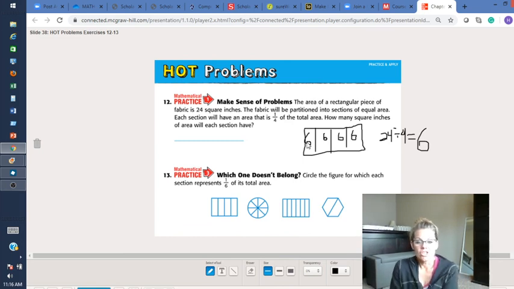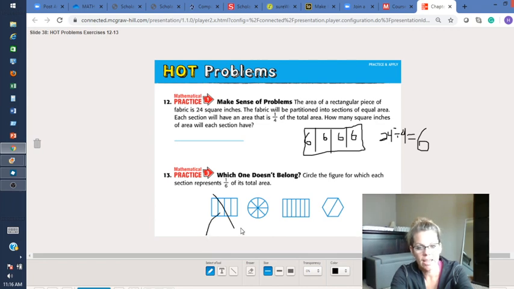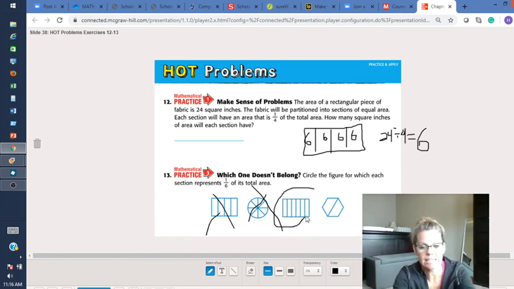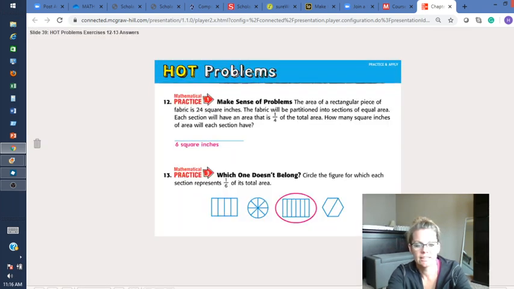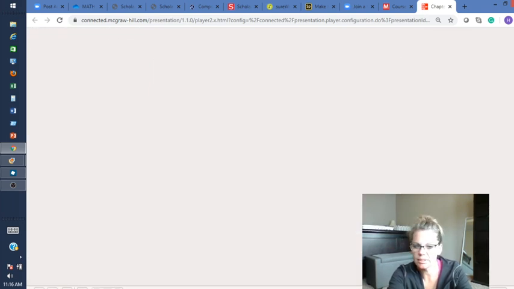Okay, circle the figure for which each section represents 1/6 of its total area. So how many pieces is this? 4. Can't be that. How many is this? 1, 2, 3, 4, 5, 6, 7, 8. Can't be that. What's this one? 1, 2, 3, 4, 5, 6. Ooh, that would be, a unit fraction would be 1/6. I'm circling that. And that one is only 2, so that one can't work, right? All right, let's check it. Good. We did great.